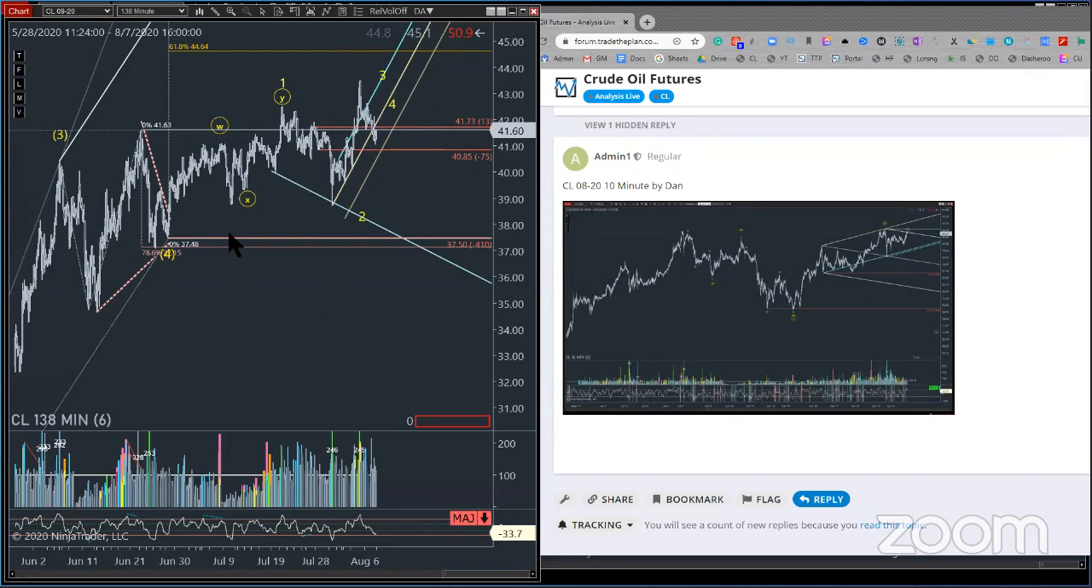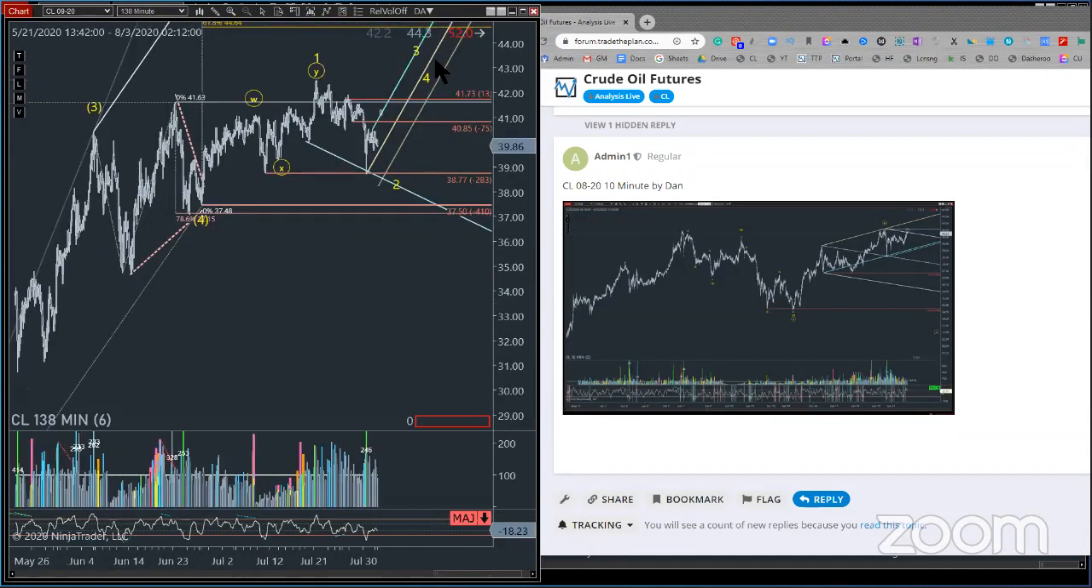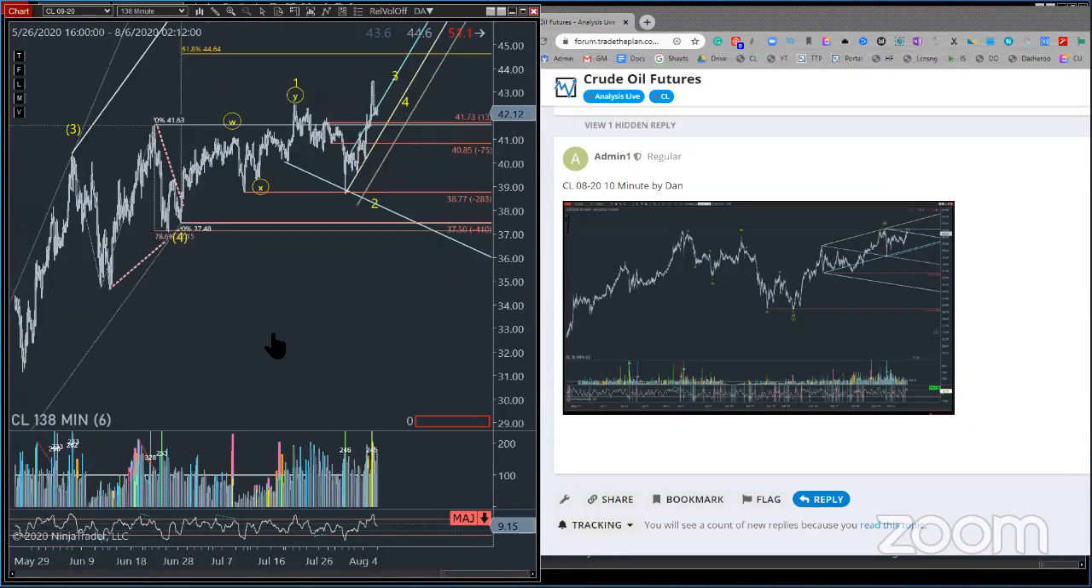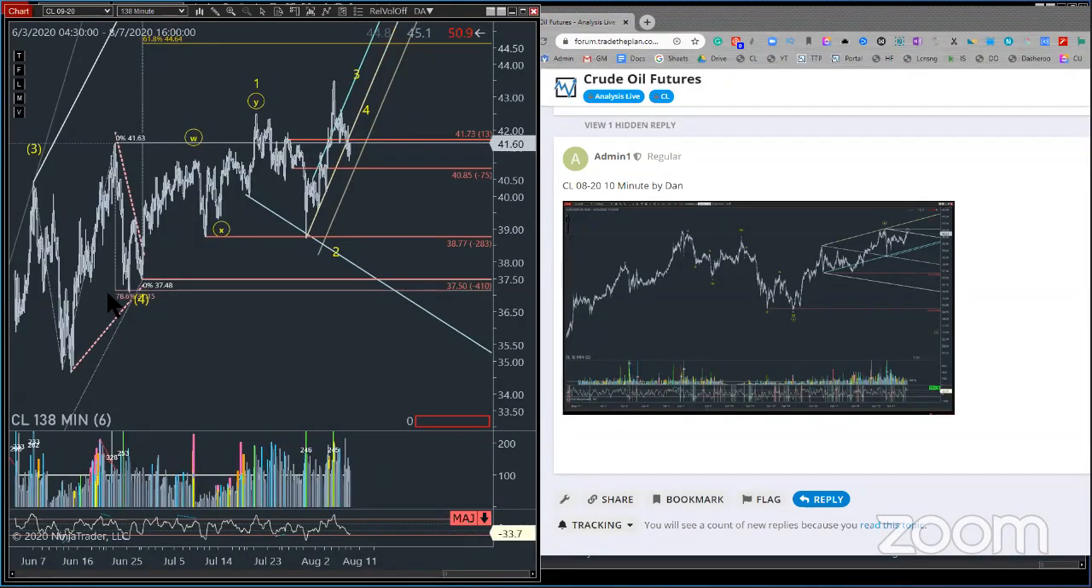Have here? 1, 2. Yeah, we never did come down. So I was thinking ending diagonal. WXY for 1. WXY for 2, actually, right there. And then that looks like A about to complete B. And then the C wave up to complete 3. And then 4 should come back inside of this high.